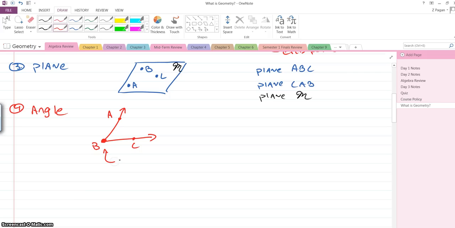Now, where those 2 connect is what we call the vertex. And that's a very, very, very important point right here, the vertex. Because when we name an angle, the vertex has to be in the middle. So for instance, angle ABC or angle CBA or simply just angle B. Now, we're allowed to call it angle B because there's only one vertex. If there was more than one vertex, we wouldn't be able to do this. For instance, if it looked like this.